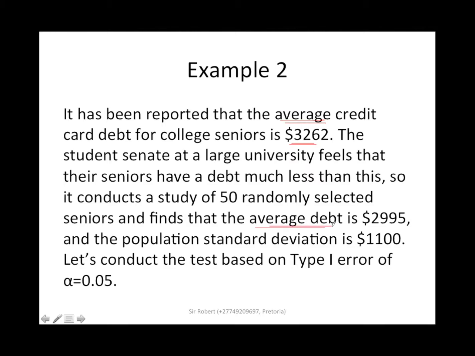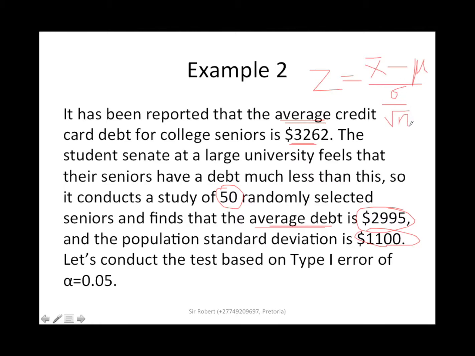So you can see, debt is 2,995, and the population standard deviation is given. So now you know that you are using the sampling distribution of mean, where this one is your mean, this one is your standard deviation, this one is your population. So we now use the sampling distribution of mean. That's why you're using Z. Remember what we've covered: your mean debt minus your population mean. That's why you're using this formula.